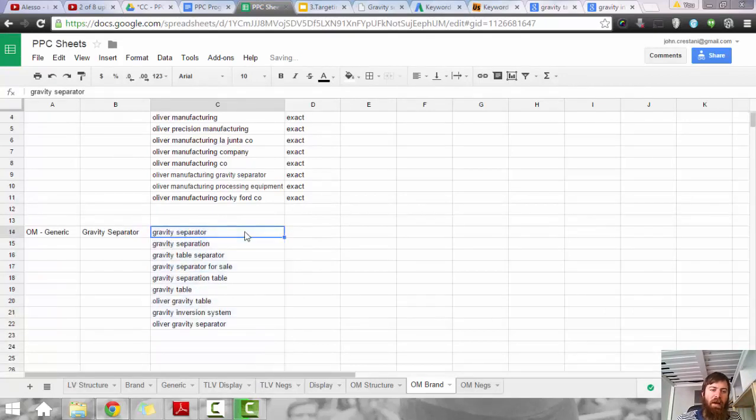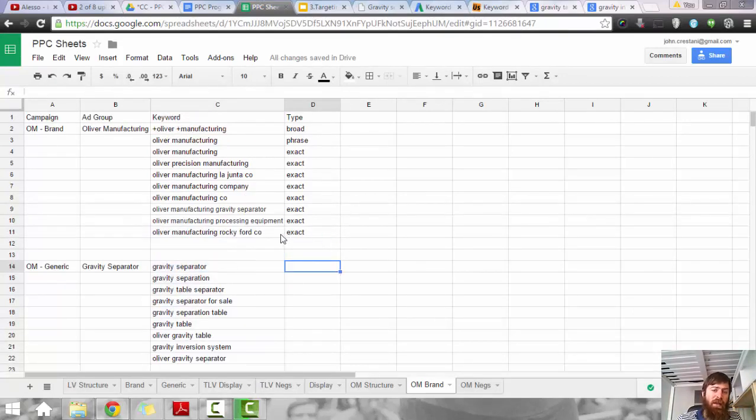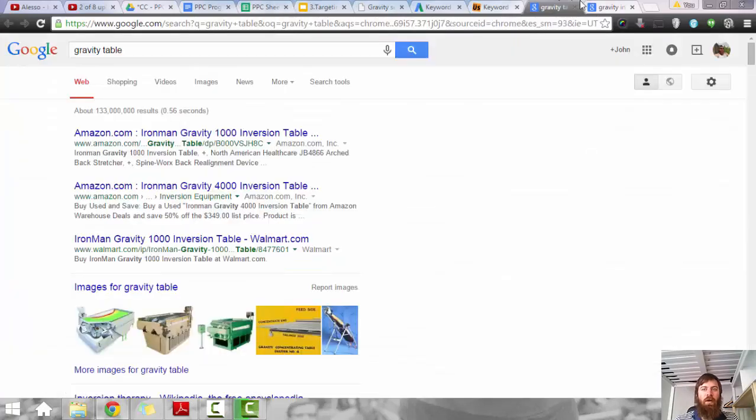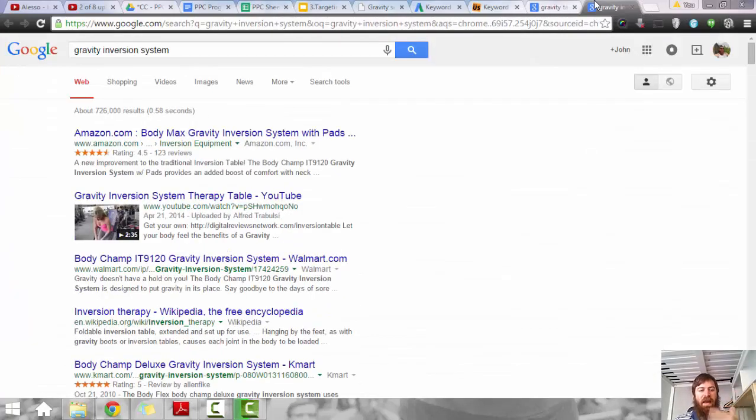So if gravity separator is the main keyword, then I guess we're just going to have to build much smaller ad groups. Keep in mind, every business is different. Marketing cannot be done by software programs or robots. It cannot be automated because it is such a vital function to companies, and it's a dynamic conversation.